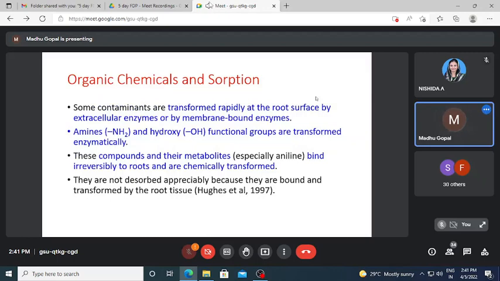Then we know that some of the contaminants found in soil get absorbed by the plant. The roots take them up, and they are transformed rapidly at the root surface by extracellular enzymes or by membrane bound processes. That's what is happening.